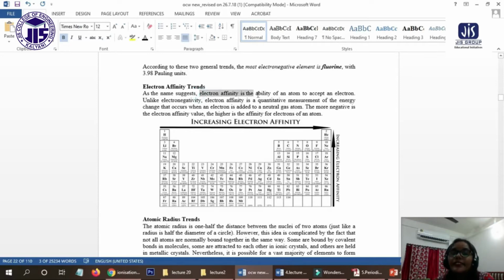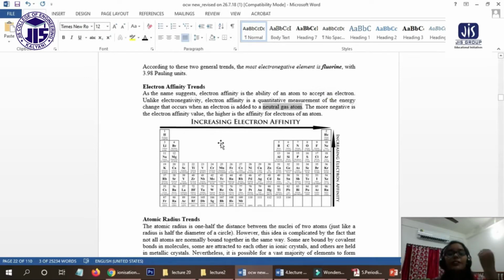So electron affinity is the ability of an atom to accept an electron. The electron will be added in an outer shell orbital, while it is a neutral gaseous atom. For a neutral gaseous atom, when one electron is added in the outer orbital, the minimum energy released is called the electron affinity.